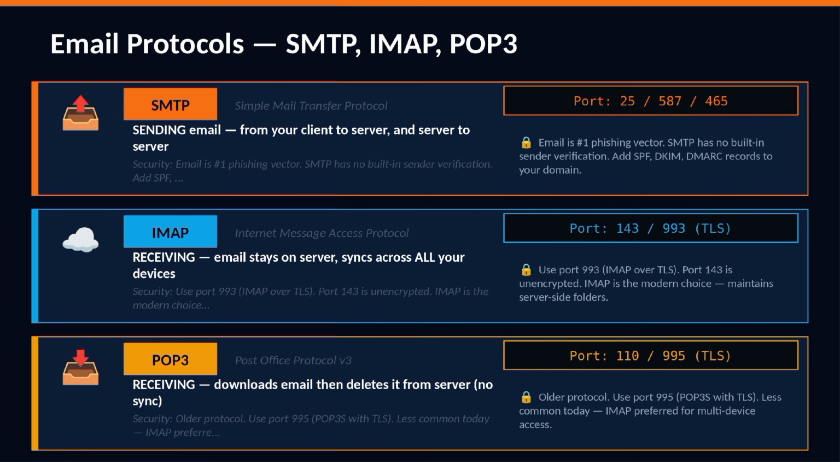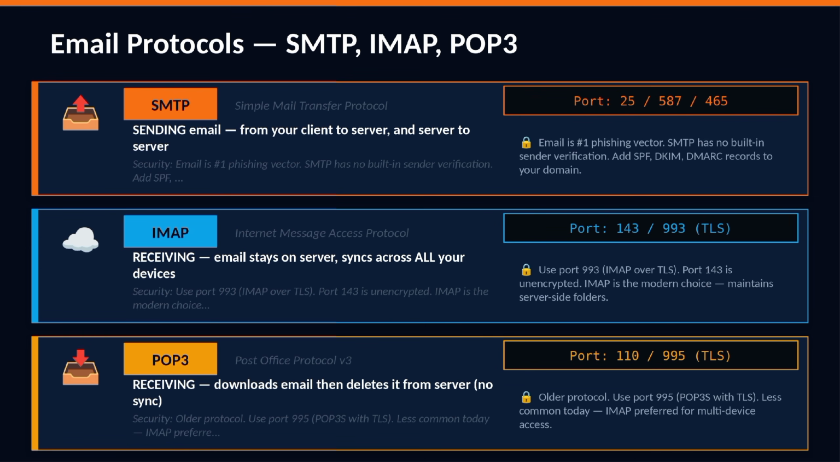Next, IMAP, Internet Message Access Protocol. This is used for reading emails while keeping them on the server. So if you check your email on your phone and then on your laptop, everything stays synced. Ports 143 and 993 for secure connections. Then there's POP3, Post Office Protocol version 3. This downloads emails to your device and usually removes them from the server. Ports 110 and 995 for secure connections.